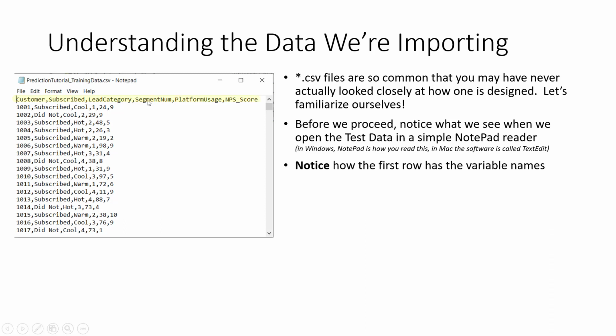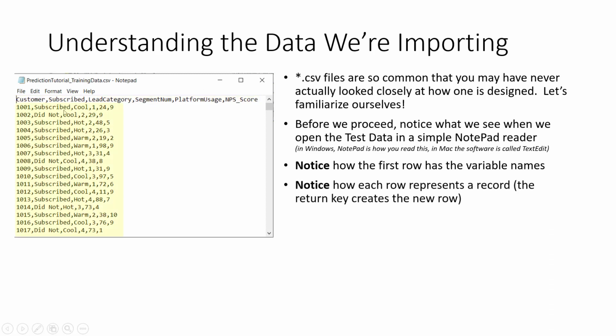Notice how the first row has variable names, all 6 of them. Notice how all the subsequent rows represent all of the records. So we have 400 additional records here. And then notice that there's commas separating the columns here. Not all comma-separated value files actually are separated by commas, but it's typical.